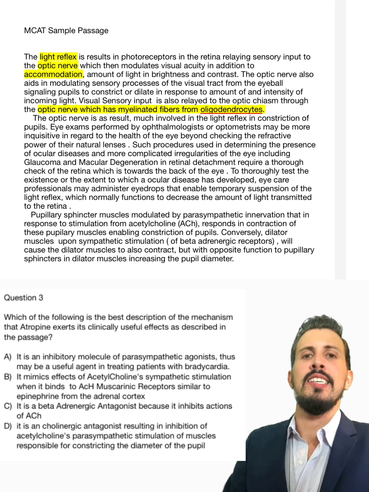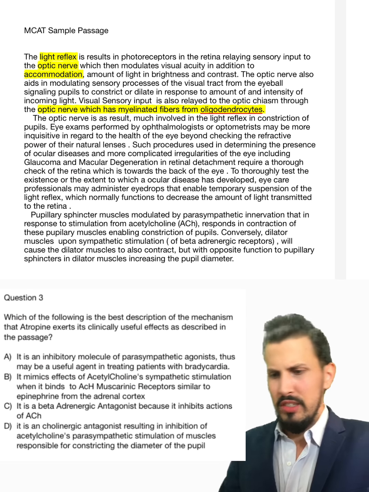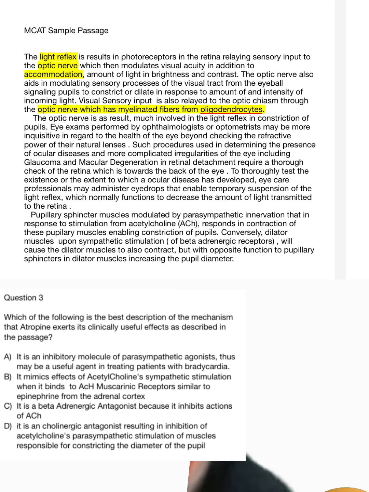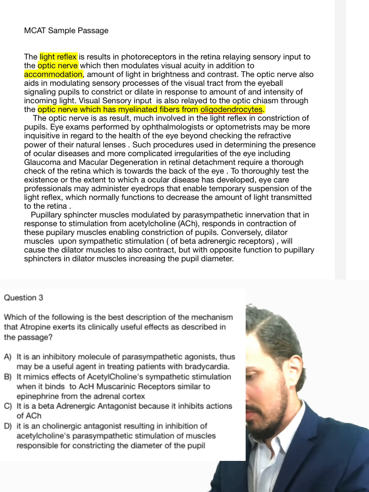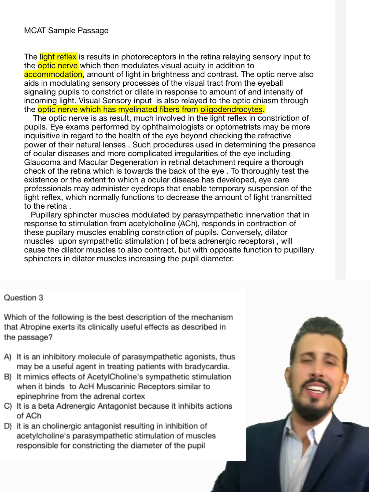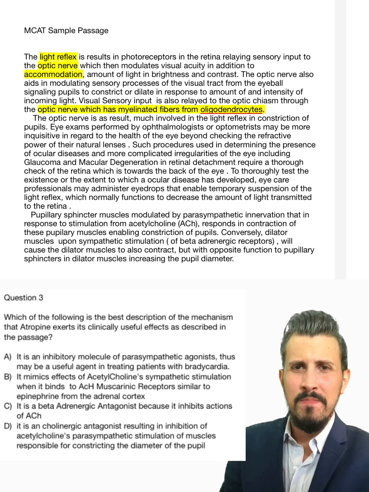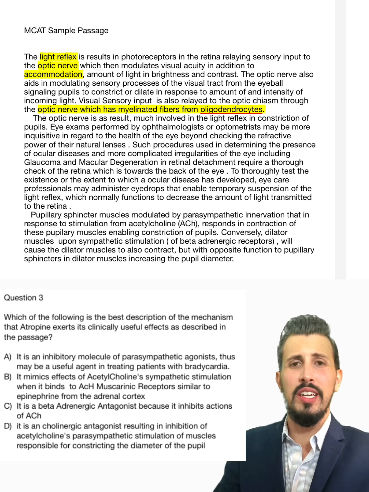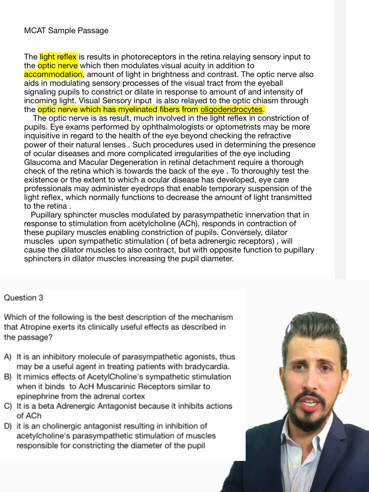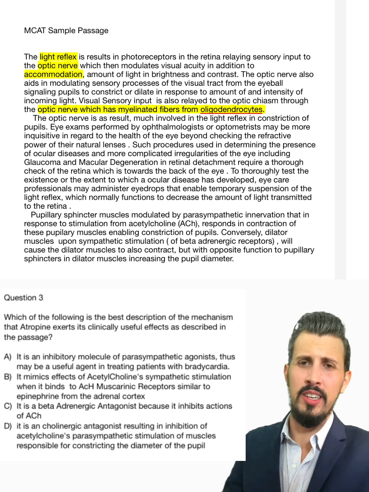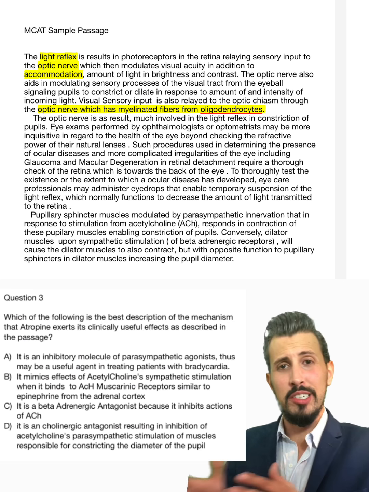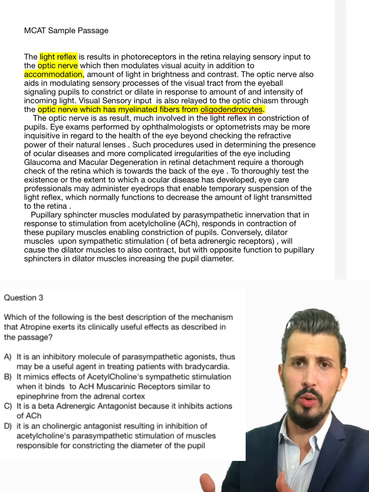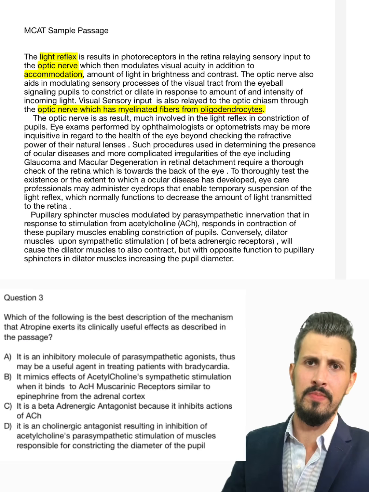C says that, what does C say? Okay. It says that it's a beta adrenergic antagonist. This would be incorrect. If anything, it would be a beta adrenergic agonist, but that's not correct either. But due to the fact that it inhibits parasympathetic stimulation, it's going to be a sympathetic agonist.